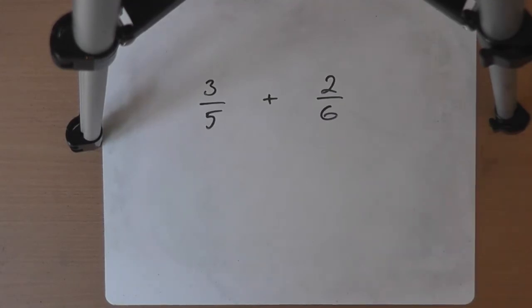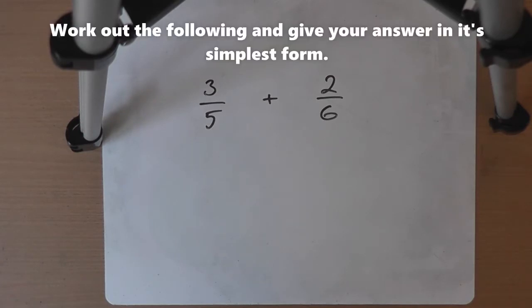But what if the fractions are different types? Work out the following and give your answer in its simplest form. So we've got an adding fractions question. And clearly we know that the bottom number is going to stay the same as it is in the question, except in this one, is the bottom number going to be 5 or 6, or in fact something else?